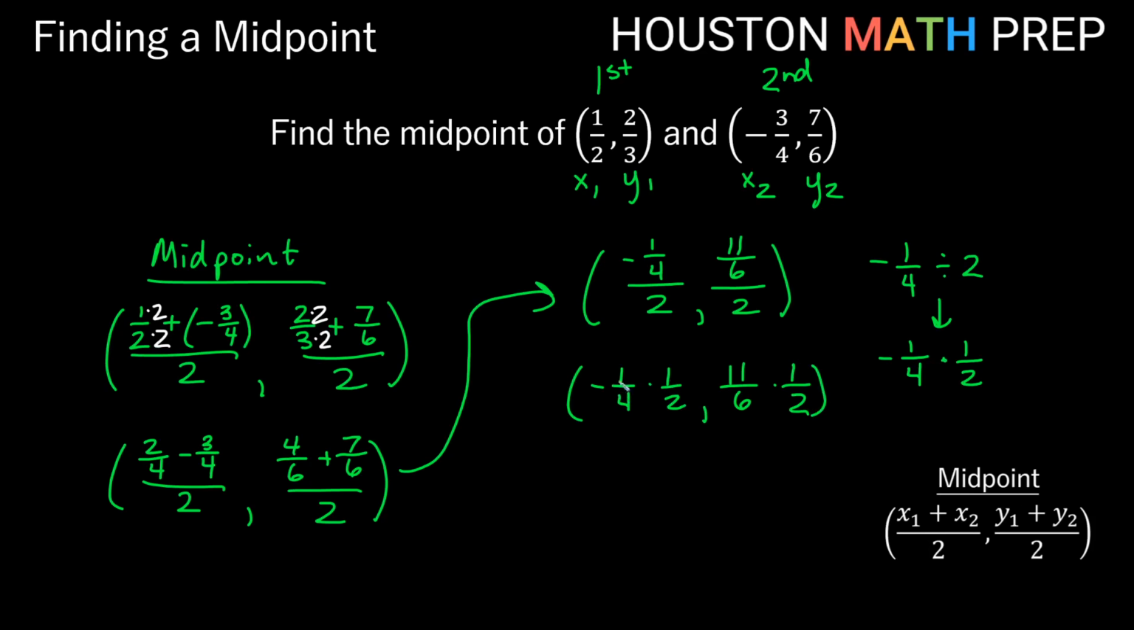So if we multiply straight across now, we get negative 1 times 1 on top, 4 times 2 gives us 8 on the bottom, so negative 1/8 is our x component for the midpoint. 11 times 1 for the y will give us 11 on top, and 6 times 2 will give us 12. So we'll have negative 1/8, comma, 11 over 12 for our midpoint of these two points.